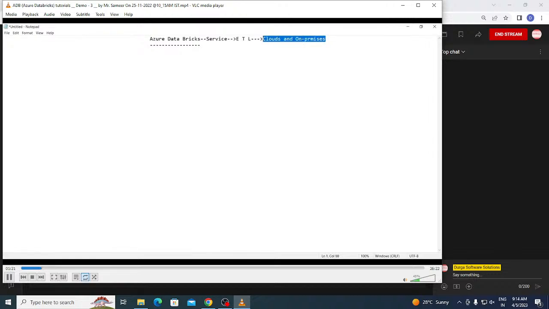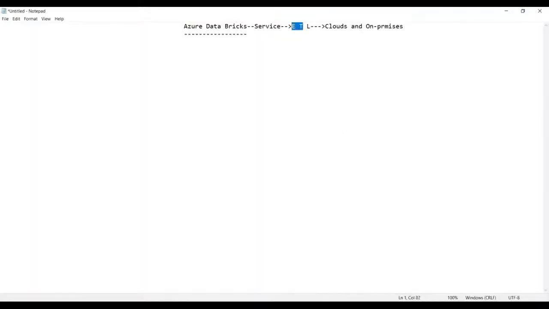So when it comes to this ETL, Azure Databricks is a service provided by Microsoft, and it performs the job of ETL between the clouds and on-premises. So now, let us try to see this.